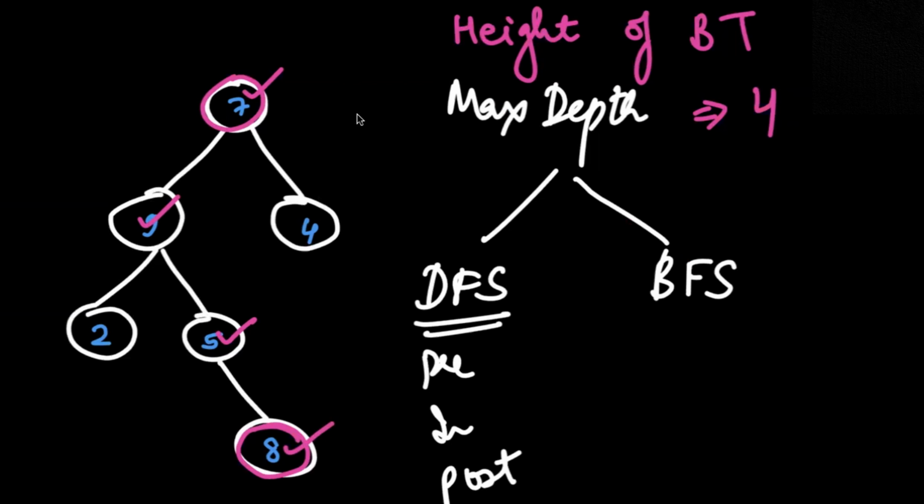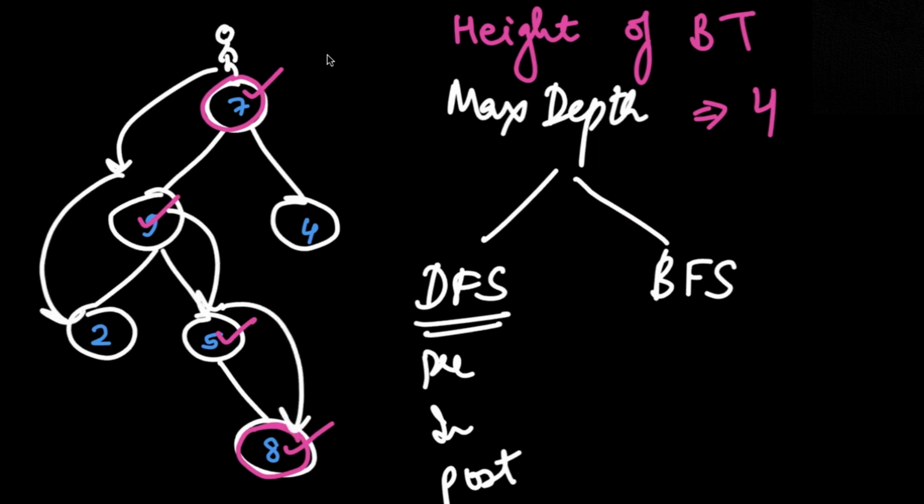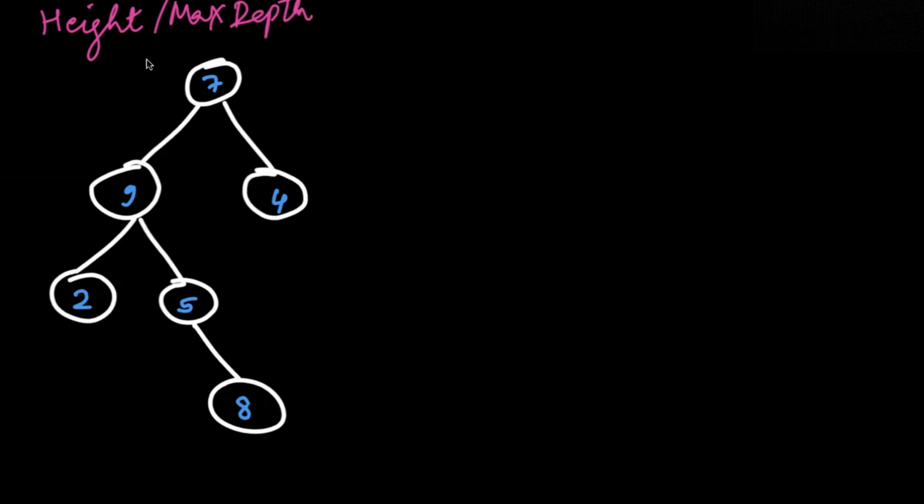Observe the question again. We are saying if we stand here and we go to the depth of the tree, whatever the deepest node, we have to just count nodes starting from root. So that means we are already going in the depth. That means the appropriate solution in this case will be DFS. So we have discussed that the height or the maximum depth of a binary tree can be solved with DFS. That means pre-order, in-order, or post-order, any of these.